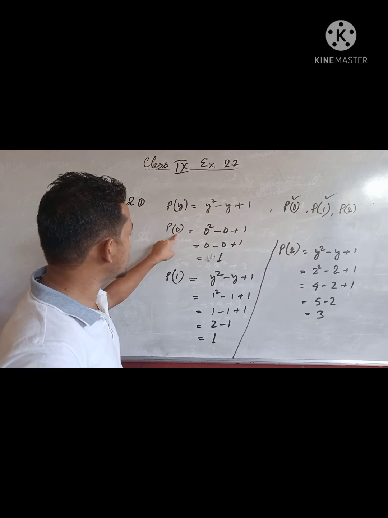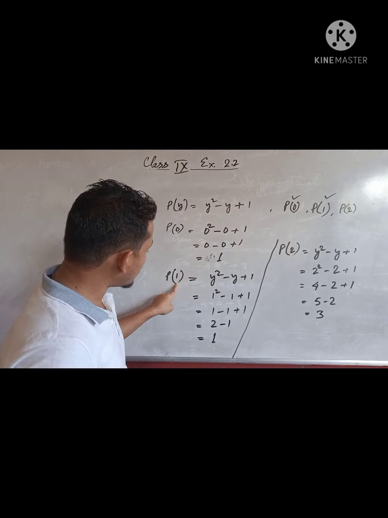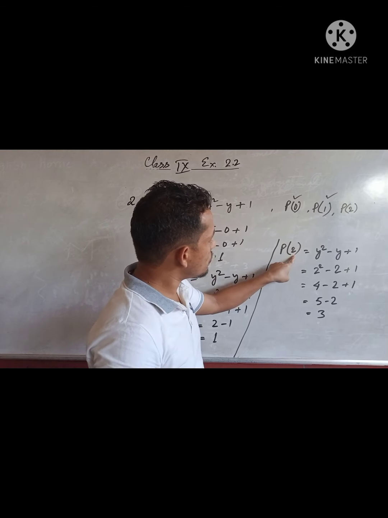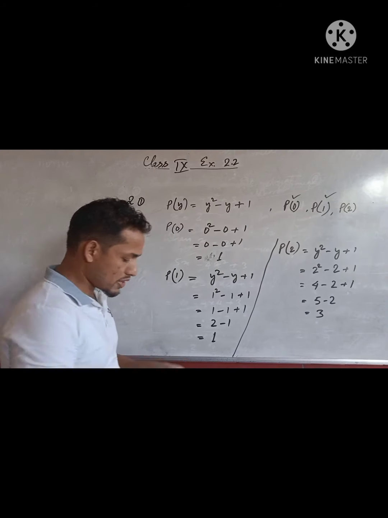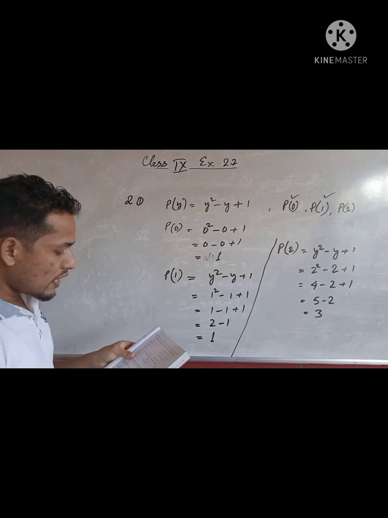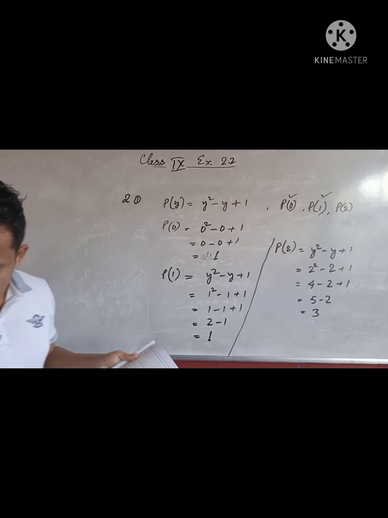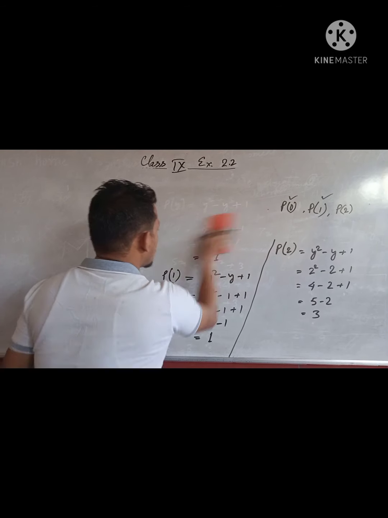Value of y is 0, then the polynomial is 1. Value of y is 1, then the value of the polynomial is also 1. Value of y is 2, then the polynomial is 3. So this is all about question number 2. And now we will be doing question number 3. Question number 3 is also a similar question.